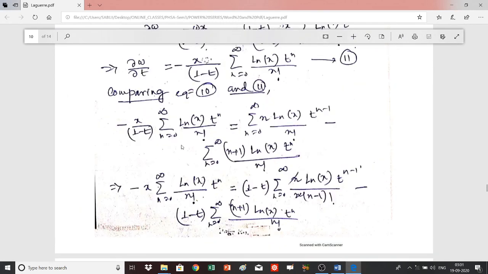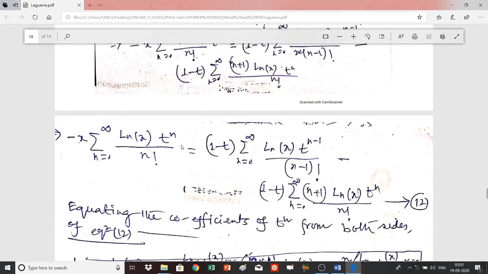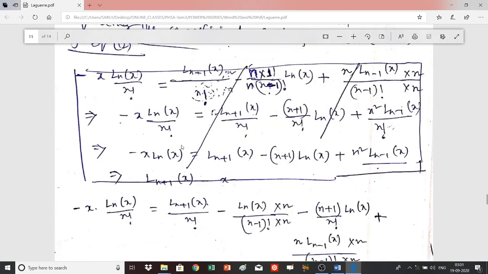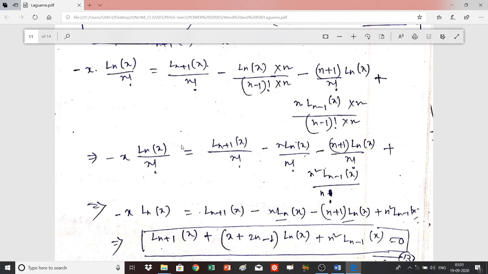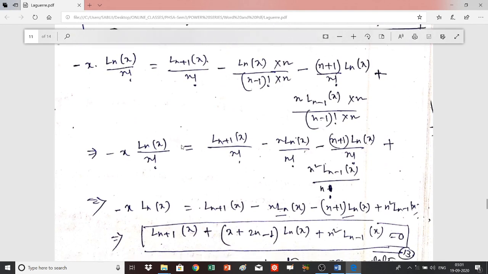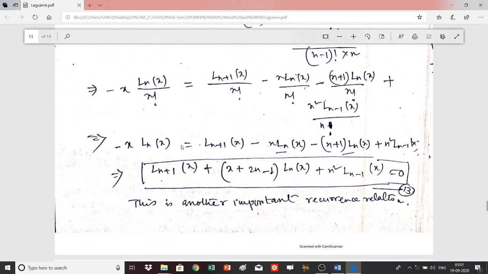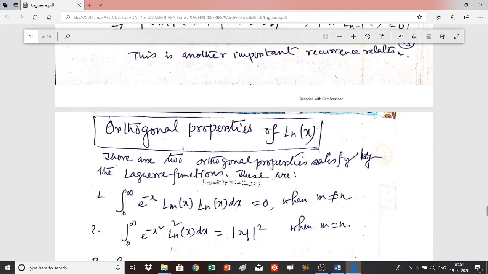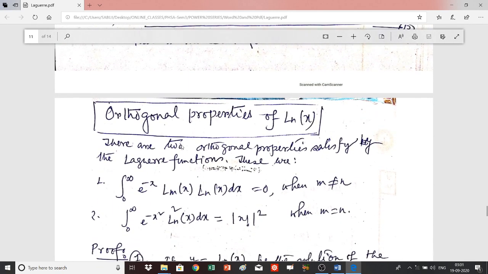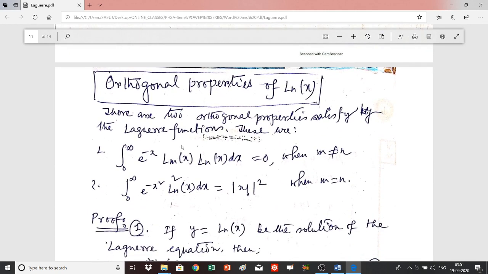From here, just go through these lines, and it ends here. So just keep your mind cool and calculate this, and I think there will be no problem. And this is another relation. Okay, now come to the last topic, that is orthogonal properties of ln x.